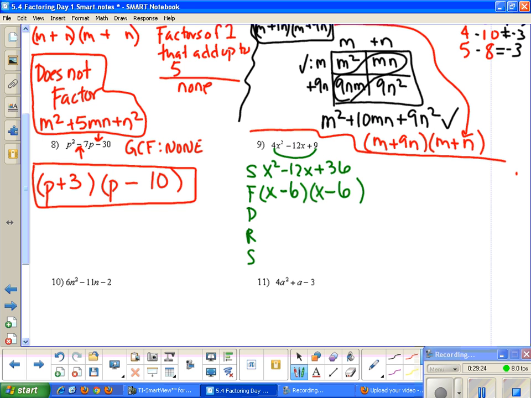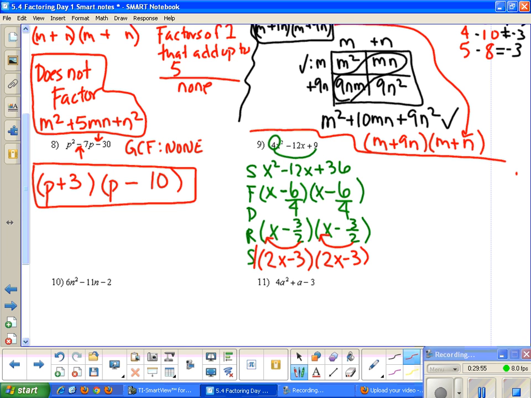So now that I have my factors, D stands for divide by the number we slid by. So we slid with 4, so I divide each of these numbers by that number there. R stands for reduce those fractions that we just wrote. So x minus 3 over 2 and x minus 3 over 2. And S stands for, if you're left with something in your denominator, like the 2's, you're going to swing those numbers in front and put them in front of the variable. So this would be 2x minus 3 and 2x minus 3. And this right here would be my factored form.